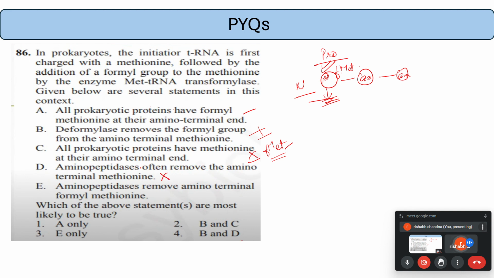Aminopeptidases remove amino terminal formyl methionine. So this can be true. Okay, so the first one is the formyl methionine. So the aminopeptidases will remove the formyl methionine as compared to normal methionine, and all prokaryotes have formyl methionine at their amino terminal end. So the correct option is option number two.